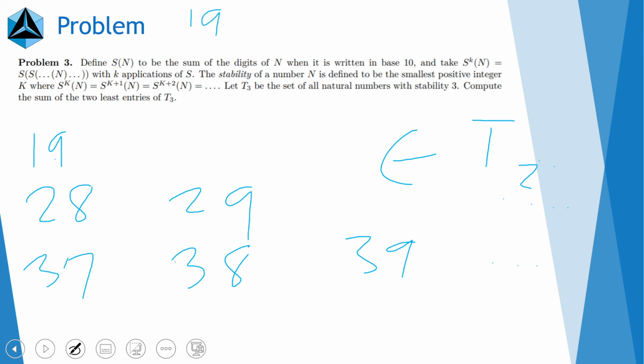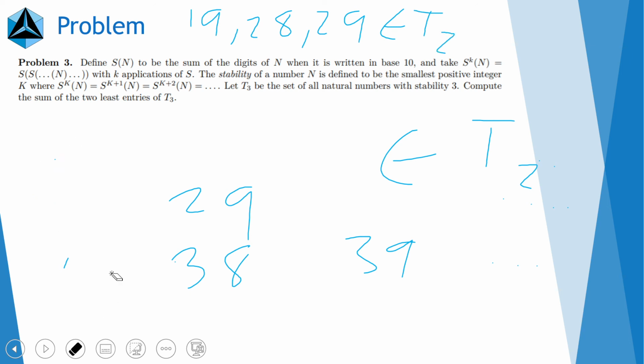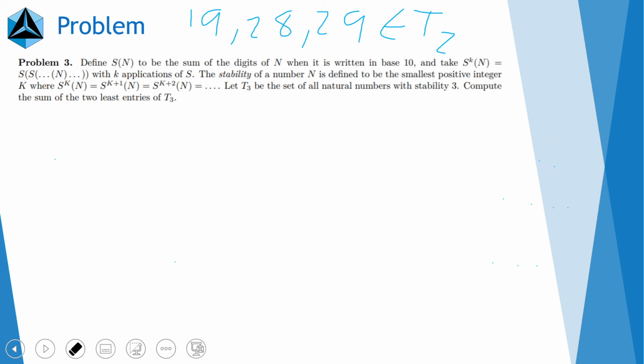So we'll just list the three smallest numbers. Anything greater than that is kind of irrelevant to us now, because the numbers get too big. Let me erase that. So now we want the smallest numbers in T3. Well, the smallest number that has sum of digits 19 is going to be 199. And this is going to have to be our smallest number in T3. But we're not done yet. We want the sum of the two least entries of T3. So let's take the next smallest number that has sum of digits 19, which would be 289. That's going to be our candidate for our second least entry.